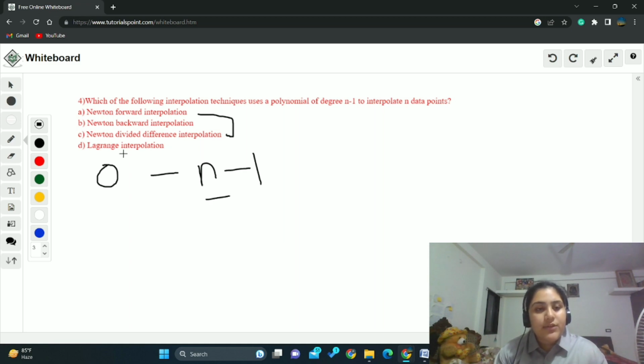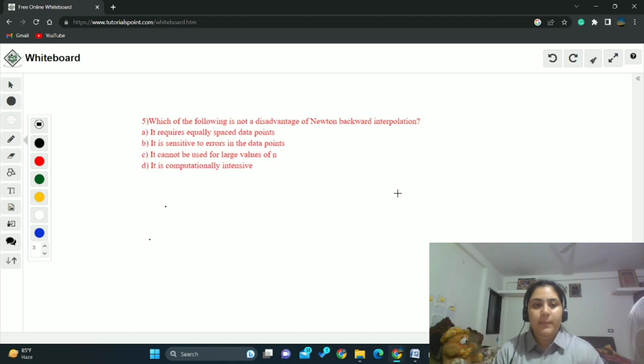Similarly, these cannot be the option. So the option is D, the Lagrange interpolation. In Lagrange interpolation, the polynomial degree is fixed to n minus 1, where n is the number of data points. So the correct answer is option D.